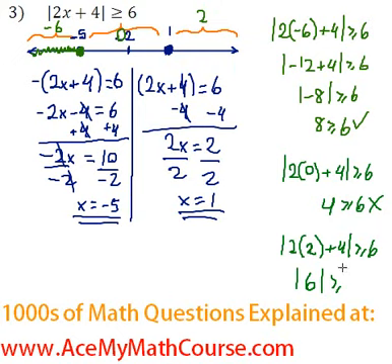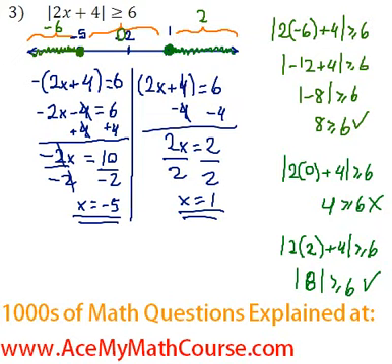I was noticing something funny was going on. Anyways, so 2 times 2 is 4, plus 4, 8. And the absolute value of 8 is greater than 6, so that does work out. So this area is a part of the solution. Sorry about that. About my mistake.